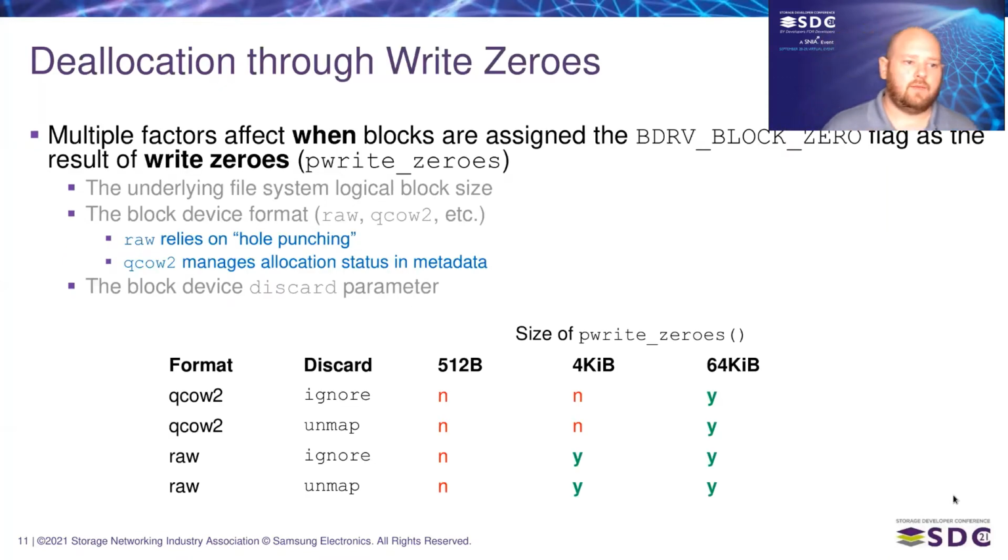So there are actually multiple factors that affect when blocks are assigned this flag as a result of write zeroes. It depends on the underlying file system logical block size. It depends on the format of the underlying device, RAW, QCOW, or whatever.